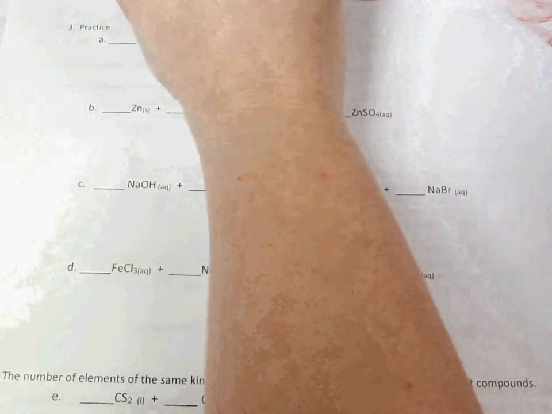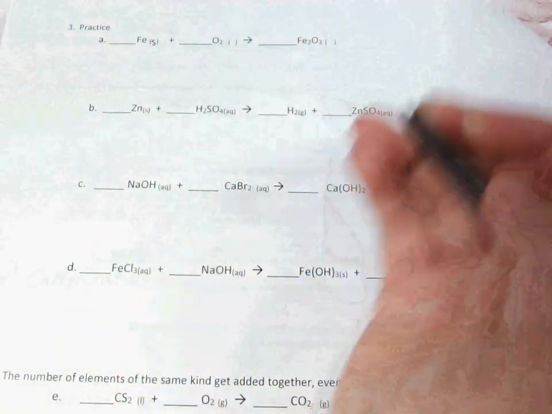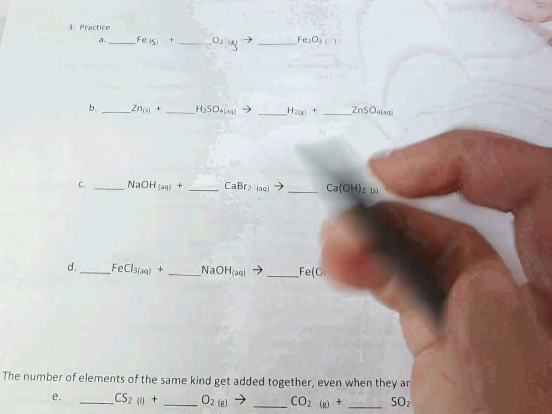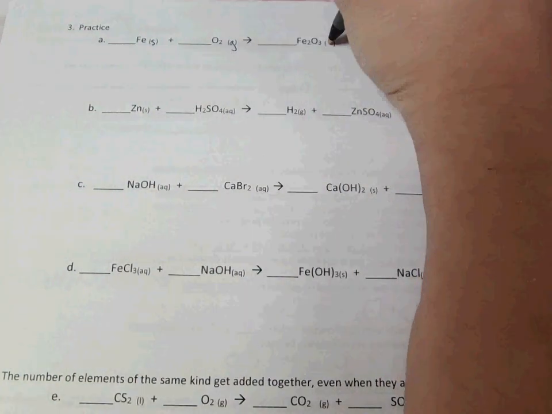Solid, so I'm going to put a little S here. Next to oxygen, what state of matter is that normally? Perfect. And then Fe2O3 is rust. What state of matter is that? Also a solid, so I'm going to put an S there.